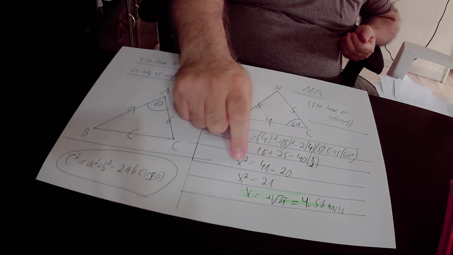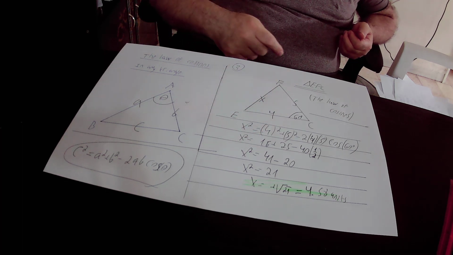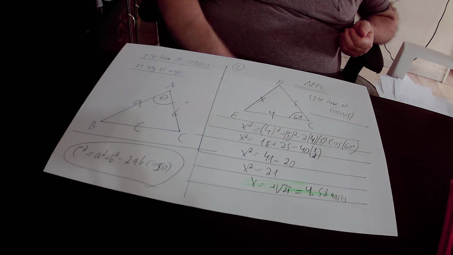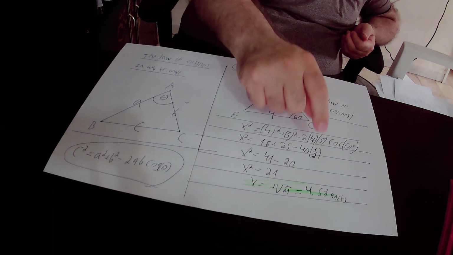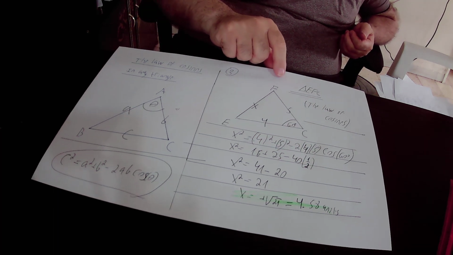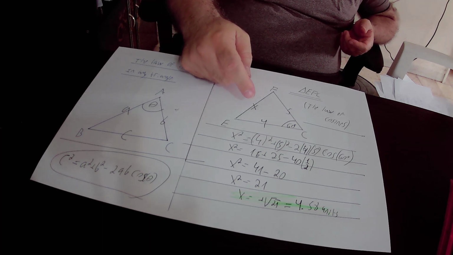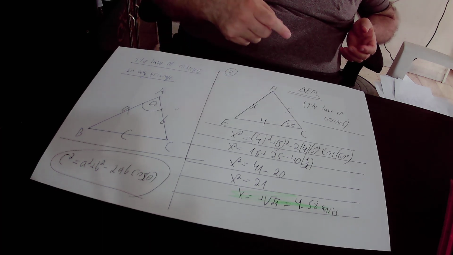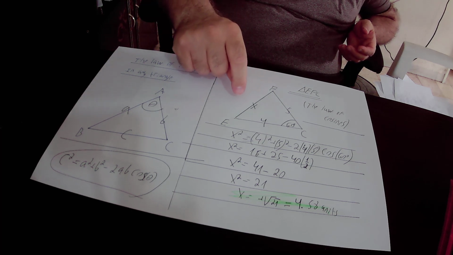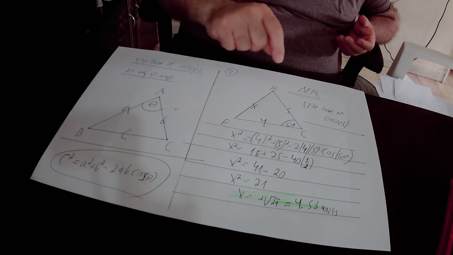Here we took a root out of this equation and we found out that x equals the positive square root of 21, or in terms of numbers it is equal to 4.58 units. And the reason that x equals only the positive square root of 21 is because x is a length. As a length, it must be a positive number.